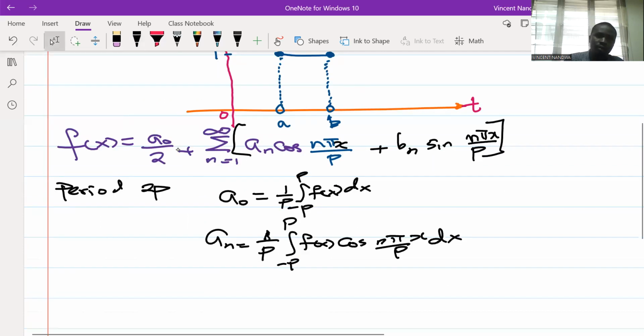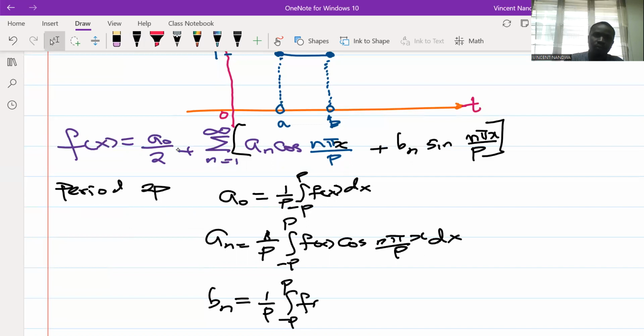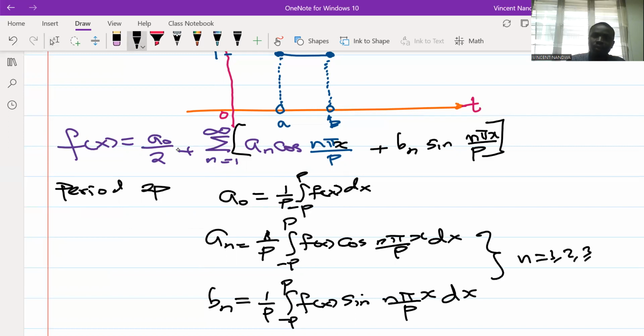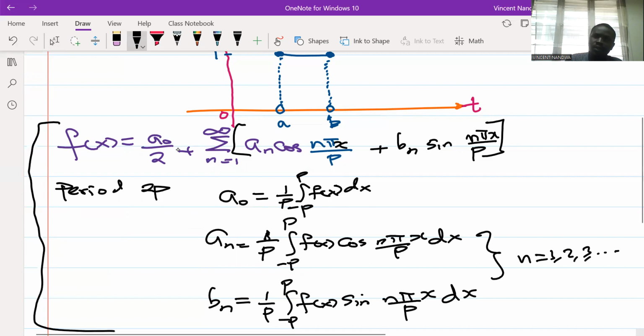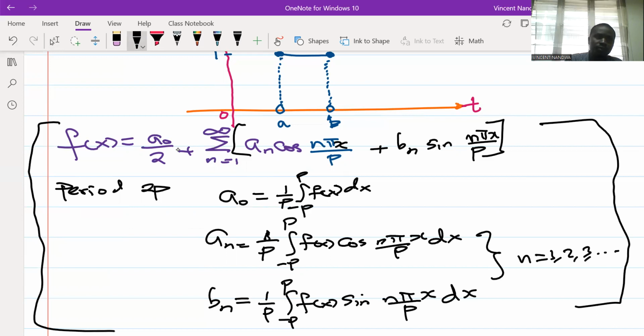and bn is given by 1 over p integral from minus p to p of f of x sine of n pi x over p dx. So this is for values of n from 1, 2, 3, up to infinity. So this is the general Fourier series of a periodic function whose period is 2p.